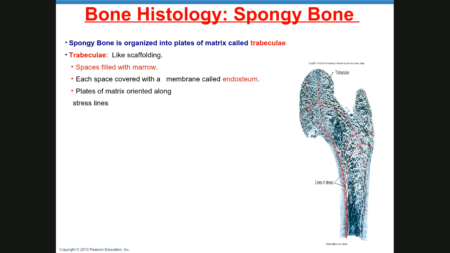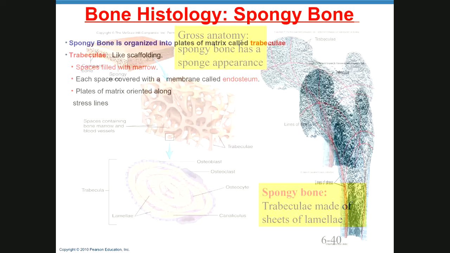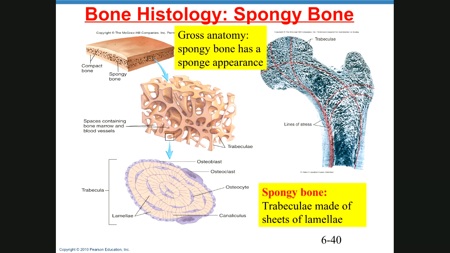So the endosteum is the membrane that covers the inside of these spaces. The spaces are filled with marrow. So you have this spongy looking bone, that's where the name comes in. And this kind of bone will be found in the middle of a flat bone, for example, sandwiched between two layers of compact bone.